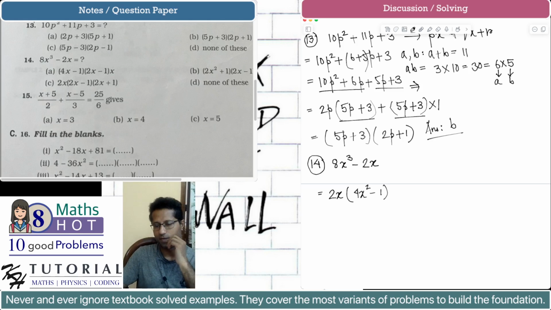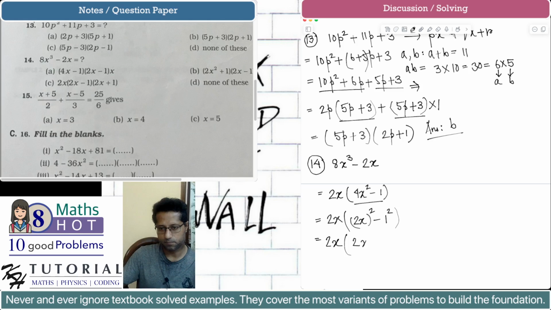Now you will check whether we can factorize 4x square minus 1, and we can clearly see we can, because it is of the form a square minus b square, because 4x square can be expressed as square of 2x and 1 as 1 square. Now if we apply the identity of a square minus b square, we get 2x minus 1 multiplied by 2x plus 1. So the correct choice will be C. C is the correct choice.